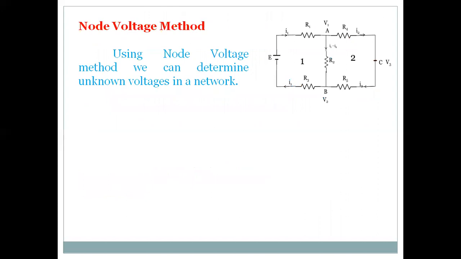Now, what is the node voltage method? What is its importance? The importance of this node voltage method is to calculate unknown voltages in a network. Now, let us assume there are two closed networks, that is 1 and 2, in which one power source is used, and 5 resistances R1, R2, R3, R4, and R5. In such cases, we can calculate voltages at nodes. How much voltage is at A, how much voltage at B, how much voltage at C.